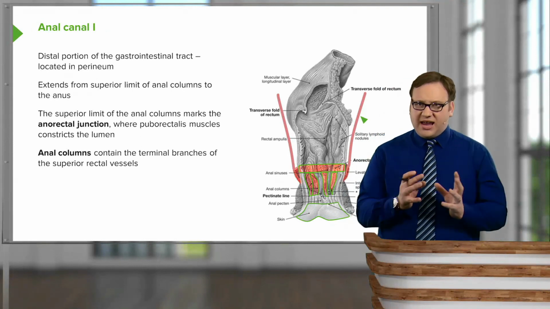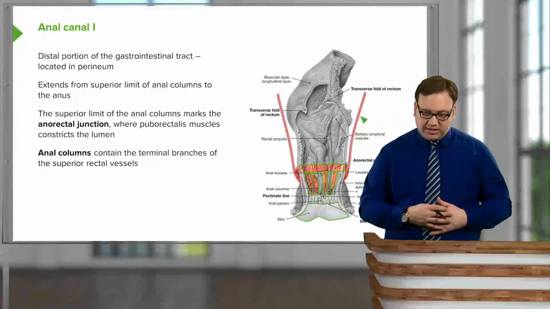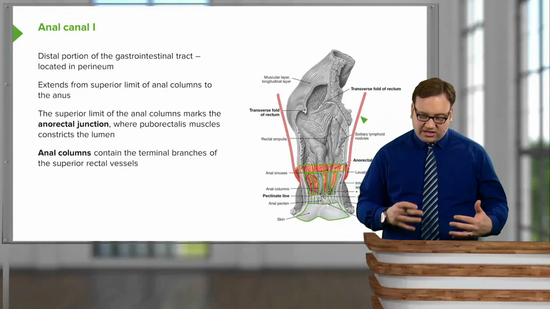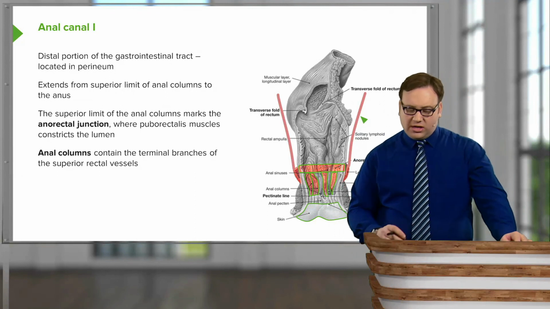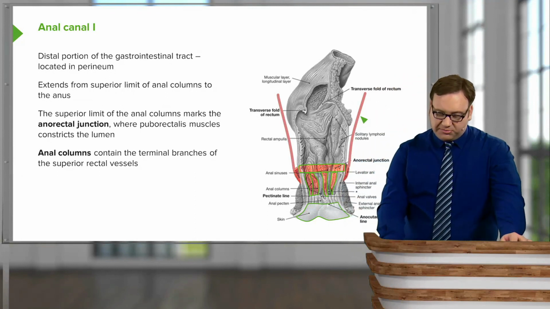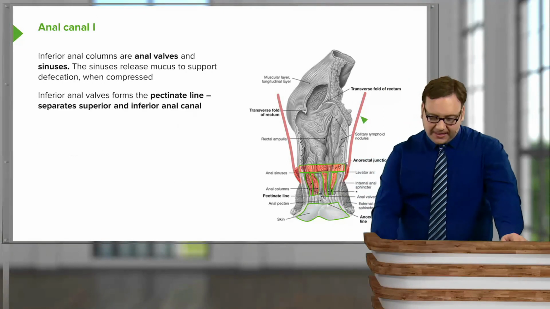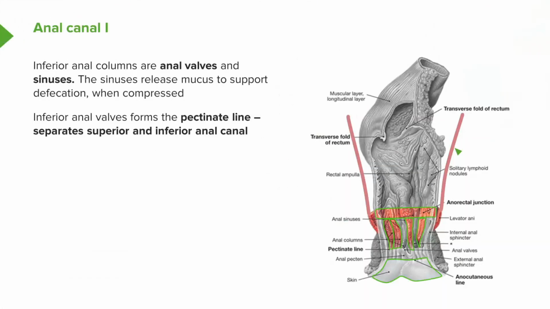The anal columns are containing those terminal branches of the superior rectal blood vessels, which means beneath them, this region is going to be supplied by the inferior rectal arteries. And remember, the inferior rectal, as we just saw, came from the internal pudendal, which is a branch of the internal iliac. Inferior of the anal columns, we find we have some anal valves and we have some anal sinuses. These sinuses release mucus, which is important with defecation, and when the feces passes through, they become compressed, they release the mucus, and they support the feces from exiting the gastrointestinal tract.